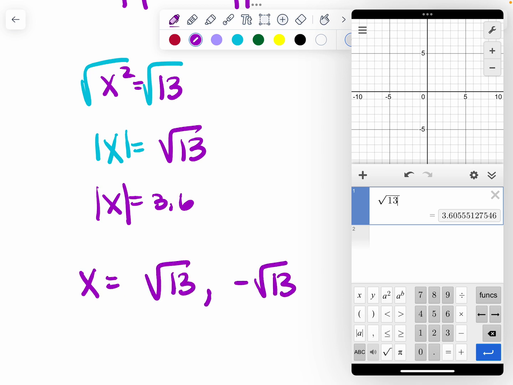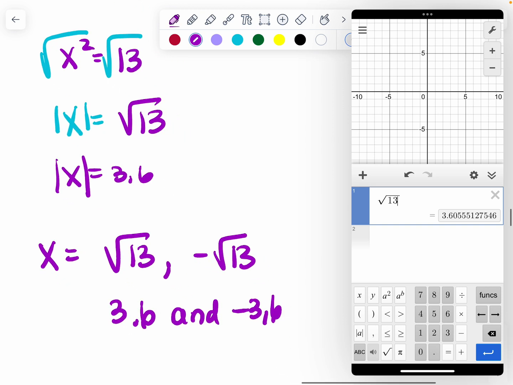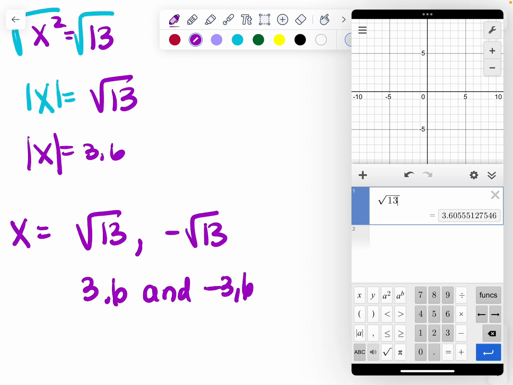Notice I'm putting a plus minus in front. So you can give me a 3.6 and a negative 3.6. It doesn't matter to me whether you write it as a decimal or leave it with that little square root symbol over it. But I need one positive version and one negative, because remember, on a number line, you're walking this way from 0 and this way. So there's two options there.